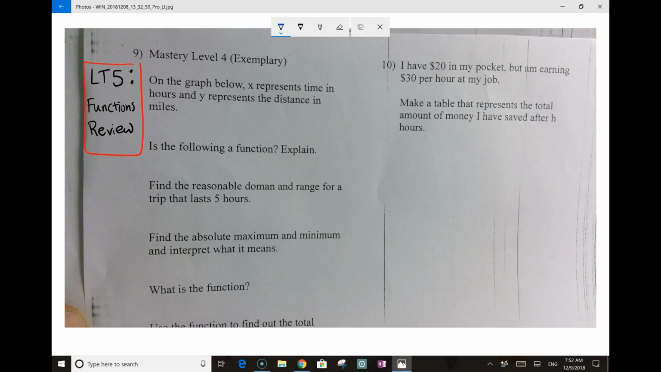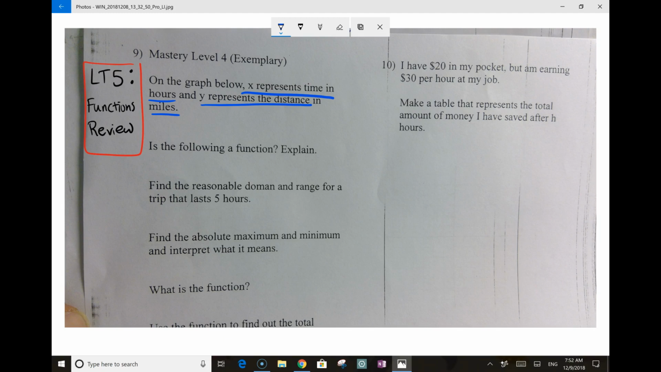Understanding the meaning of systems of linear inequalities. So with that in mind, let's go ahead and begin. In this question, we have a lot of information. The first is that x represents time in hours and y represents the distance in miles. I will be moving back and forth between slides so that you can see the graph and then the questions.